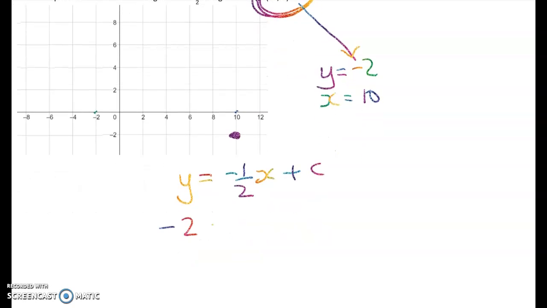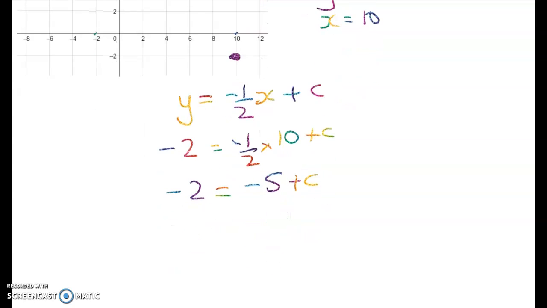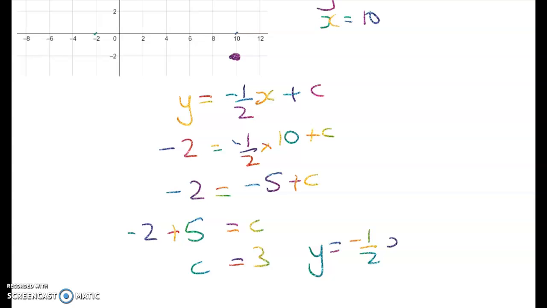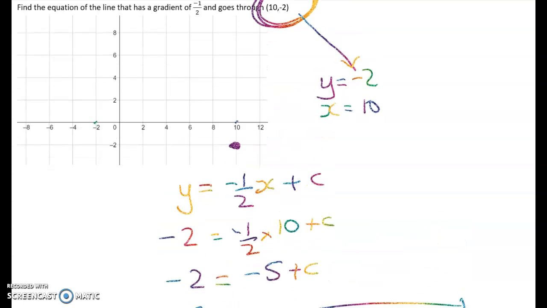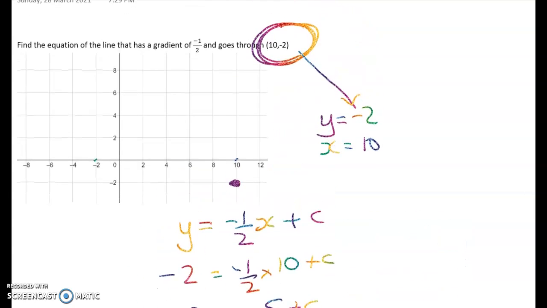Substituting gives me -2 is equal to -1/2 of 10 plus c. -2 is equal to -5 plus c. -2 plus 5 equals c. C is equal to 3. So my equation is y equals -1/2 x plus 3. Let's see if that looks good.